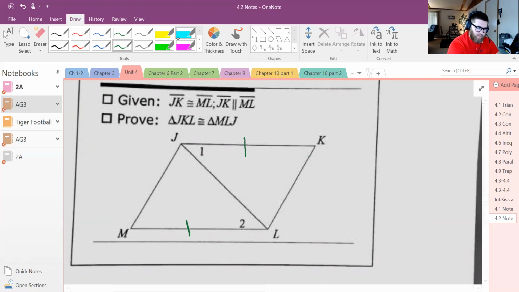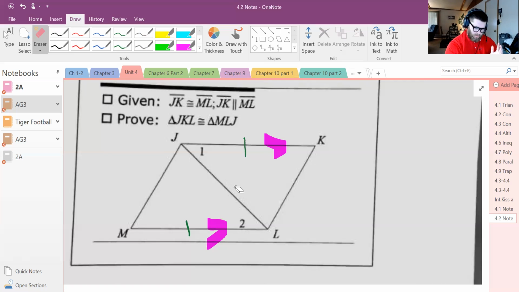Now we also have JK is parallel to ML. And remember, that's special properties here. The two parallel lines with the transversal. Here's a transversal. Here's the two parallel lines. Okay, it tells us something special. Okay, here's what we want to prove. We want to prove that the triangle JKL, the right one, is congruent to the left one. Okay, how are we going to do that? It's actually a four-stepper.